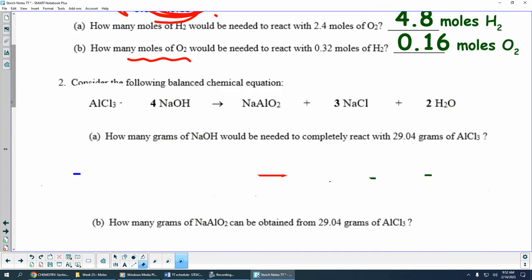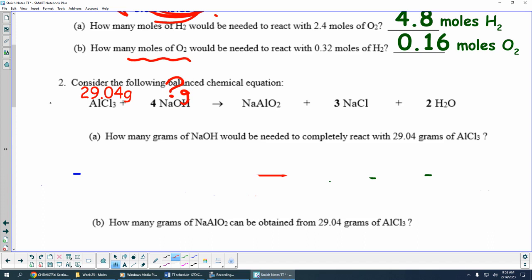Consider the following equation. So here's the last hard part, being able to read it out loud. Consider the following balanced chemical equation. Life is balanced. We're good. We can move forward. How many grams of NaOH? So take your pen, put a question mark and a G over NaOH. How many grams of NaOH can be made if I react 29.04 grams of AlCl3?